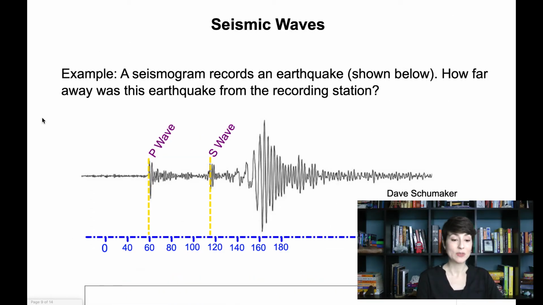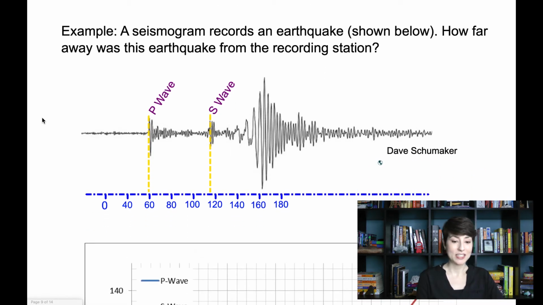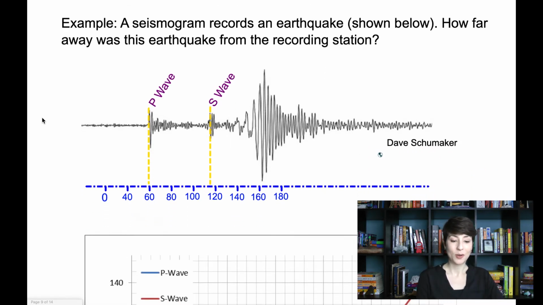Here's an example of a seismogram reading. Let's say I'm at my earthquake measuring station and I've recorded the following wave. The first blip is my primary wave, the second blip is my secondary wave. I have no way of knowing exactly when the earthquake started. The only thing I can determine is the spacing in time of the arrival of these two waves.